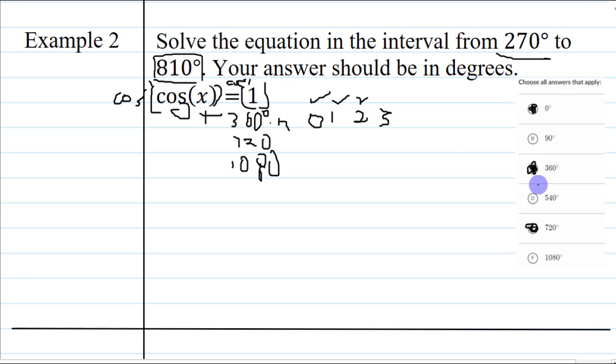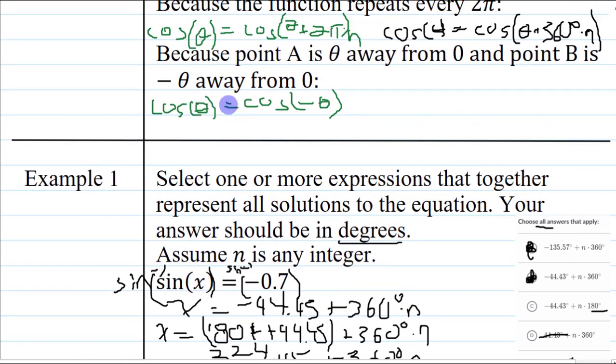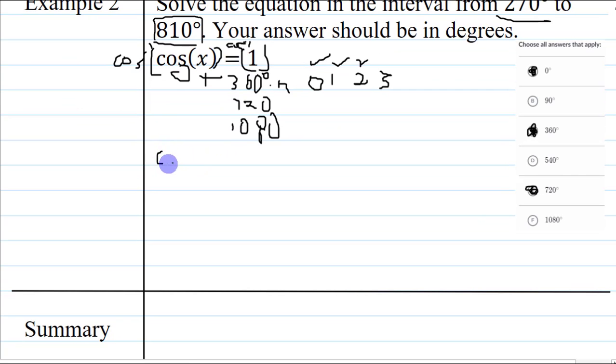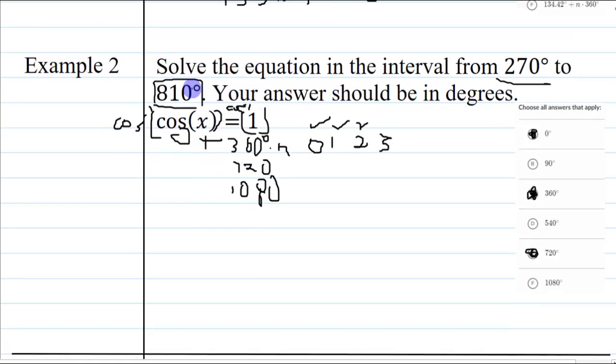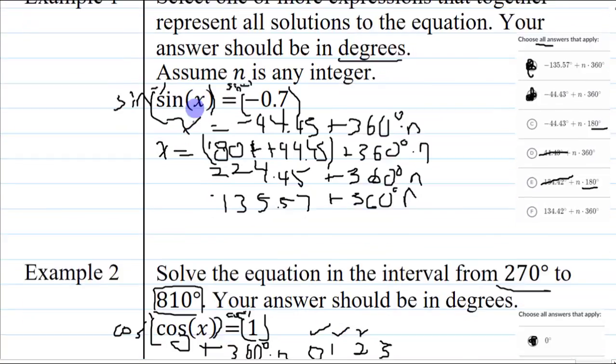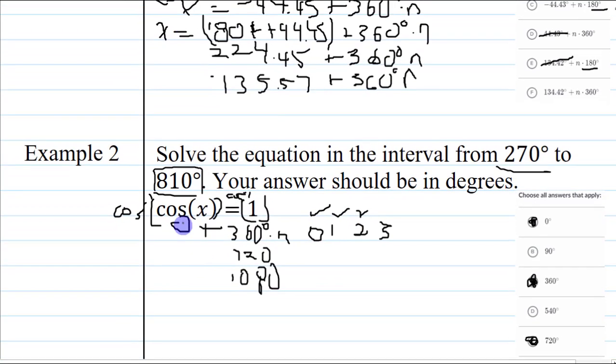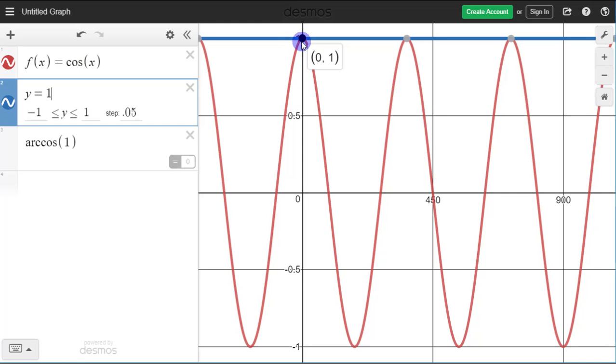But Mr. Sindel, are 90 and 540 in there? Because don't you have to do the other rule? This rule where you do cosine of theta equals cosine negative theta? Okay, let's try it and see what happens. If I just do this number 0 and do negative 0, it's the same thing as 0. So you can apply this rule, but because 0 is a peak, you can't really get two answers.